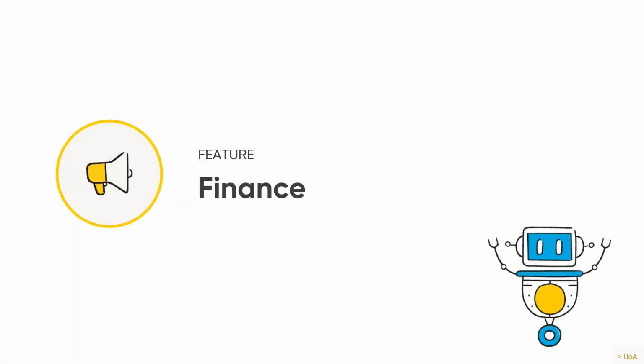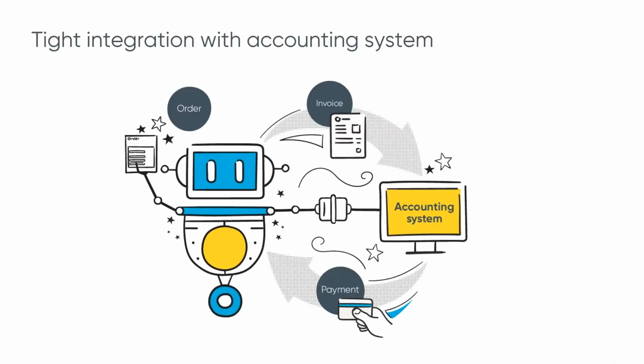So we talked about finance before, and finance is more than just taking a payment. It's also about keeping your accounting system and your business intelligence up to date. Arlo integrates with your accounting system, for example, Xero, whereby when orders are placed, those orders are sent to your accounting system, and when payments are made in your accounting system, that is sent back into Arlo.